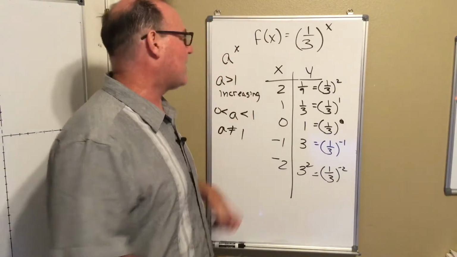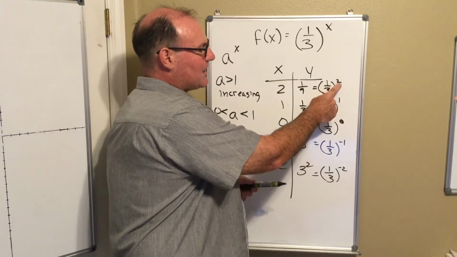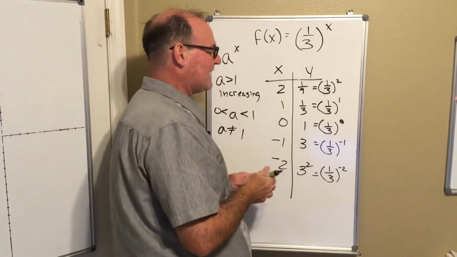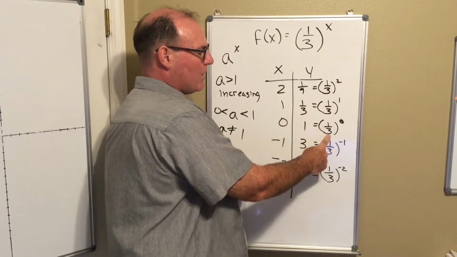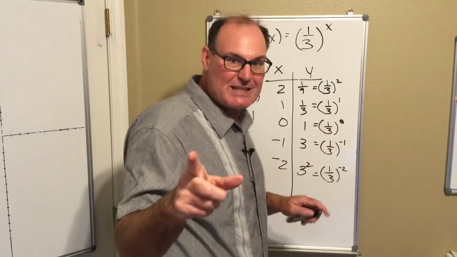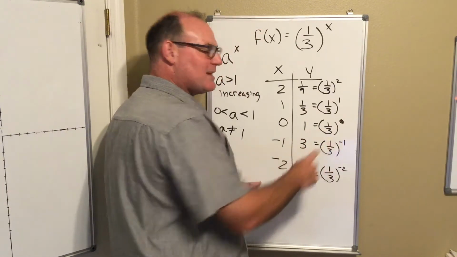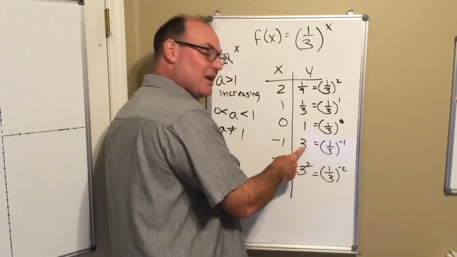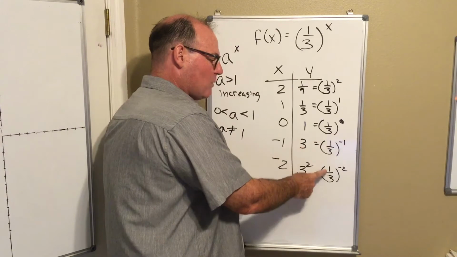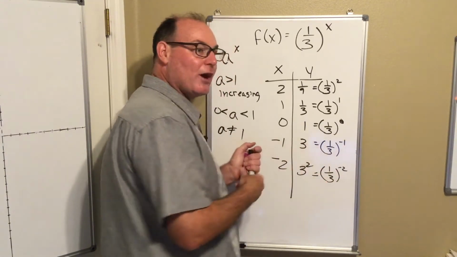And here are our values. So 1/3 to the x. When I put in 2, 1/3 to the second, 1/3 times 1/3 is 1/9. 1/3 to the first power is just 1/3. 1/3 to the 0 power, again, don't say 0. Anything to the 0 power is 1. 1/3 to the -1, negative exponents, flip your base. So this becomes 3, or 3 to the first. And then 1/3 to the -2, when I flip the base, it becomes 3 to the second, or 9.